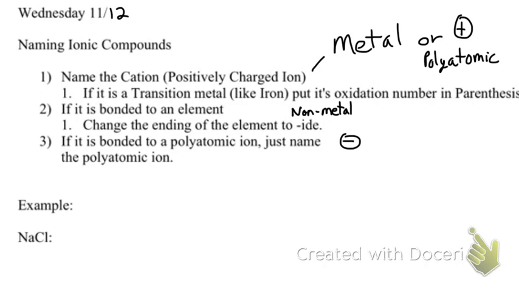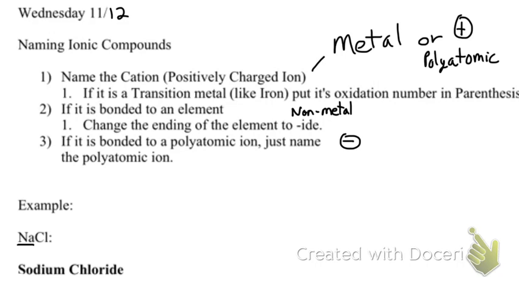If we have NaCl, step 1 tells us that we name the cation. In this case, it's just a metal. Sodium is our metal. So we name it sodium. Then we move on to step 2. If it's bonded to just an element, which it is, it's just bonded to a single chlorine, we change the ending of the element to "ide". So rather than chlorine, we have chloride. And NaCl becomes sodium chloride.